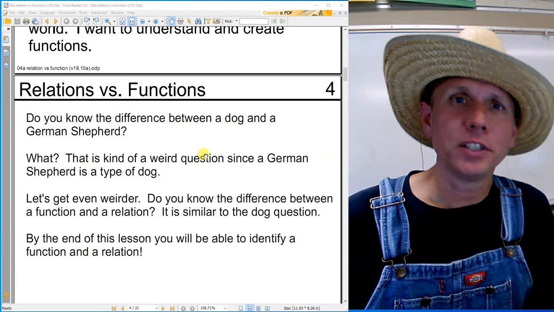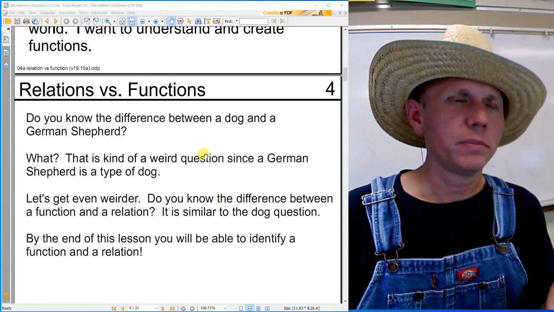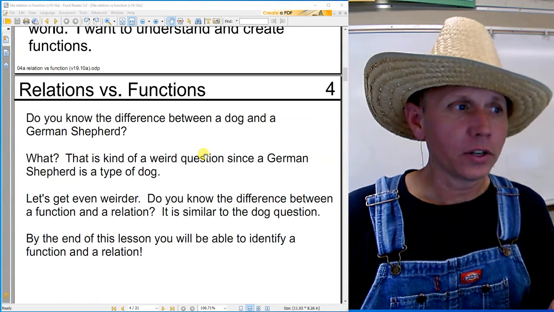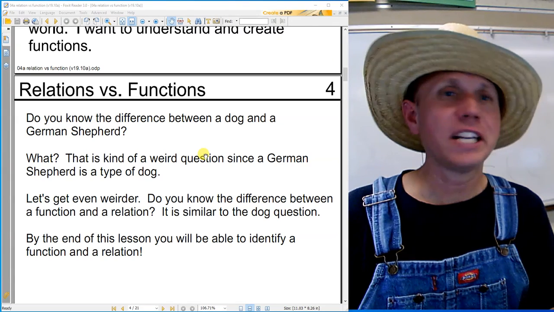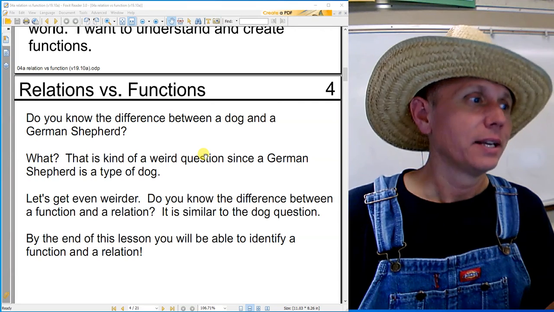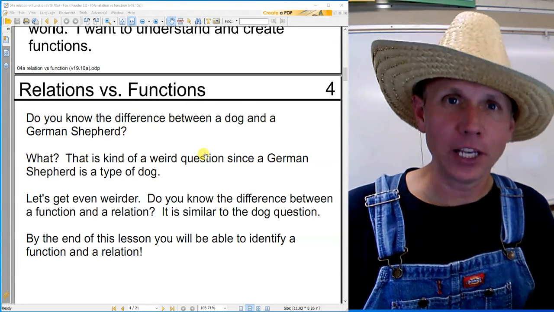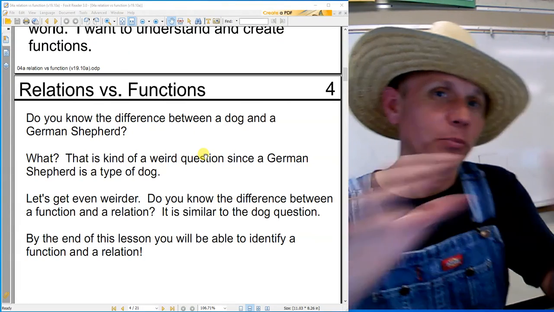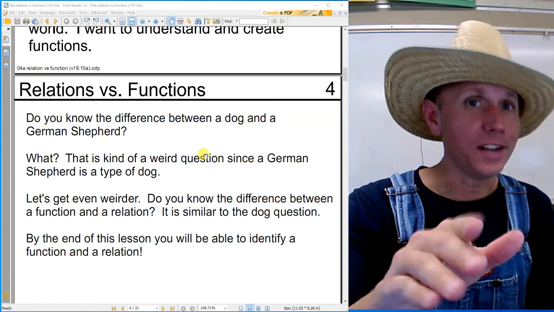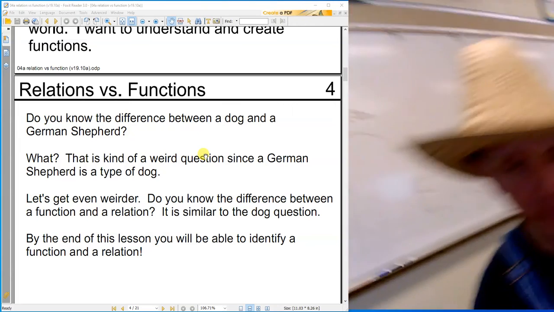Do you know the difference between a dog and a German Shepherd? That's kind of a weird question because a German Shepherd is a type of dog. Let's get even weirder. Do you know the difference between a function and a relation? It's similar to the dog question. By the end of this lesson, you'll be able to identify a function and a relation. And just like a little preview, everything we're going to look at is a relation, but not everything is a function.